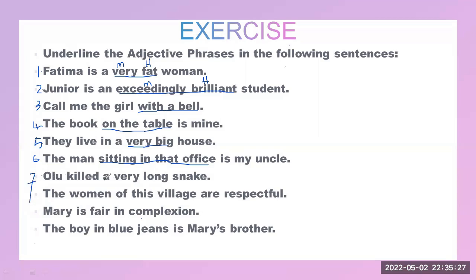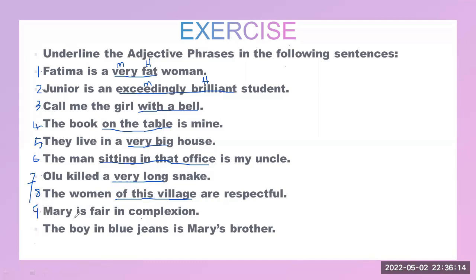Number 7, Olu killed a very long snake. Very long is the adjective phrase. Number 8, the women of this village are respectful. The adjective phrase is of this village. It is a prepositional phrase, but it is telling us more about the women. When you say the women are respectful, which women are you talking about? You are talking about the women of this village. So of this village is a group of words that describes the women we are talking about, and that makes it an adjective phrase.